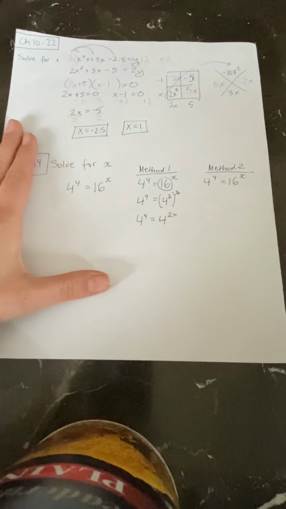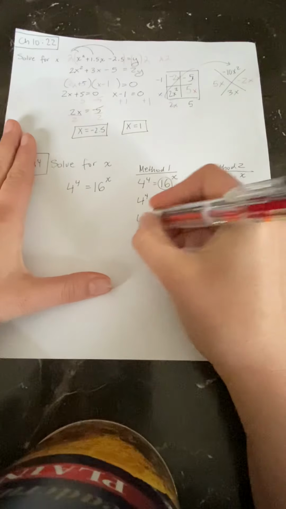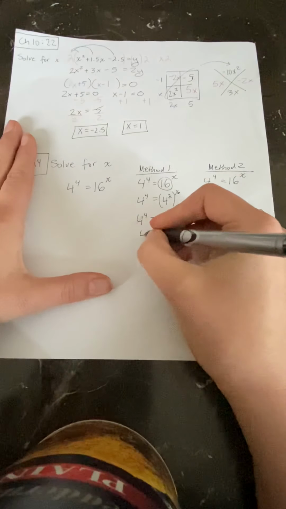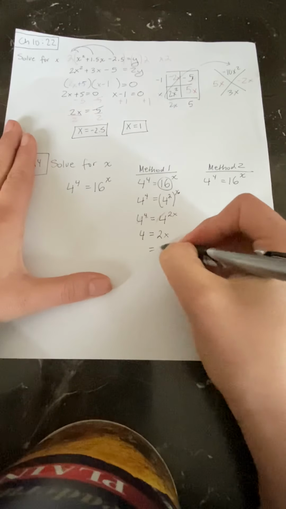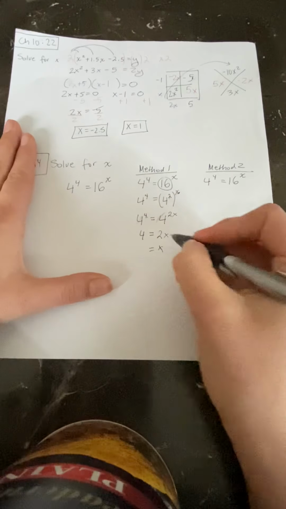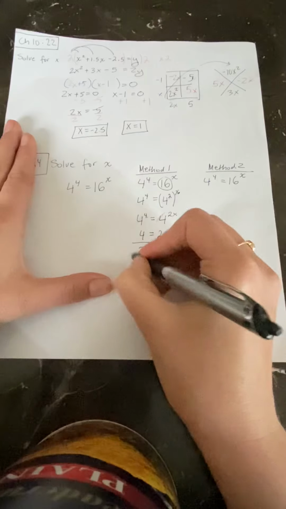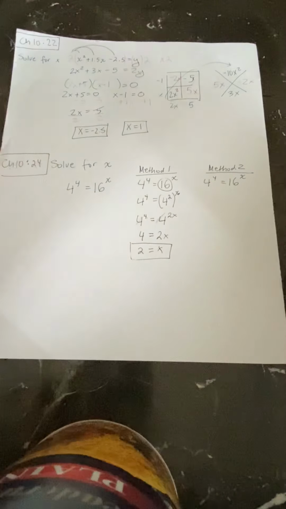Notice the bases are the same. I can drop the bases and create an equation with just the exponents. So I have 4 is equal to 2x, and that's going to give me x equal to 2 as the solution. For method 2, ideally you just want to manipulate as little as you can, but some of you might come up with a different base.